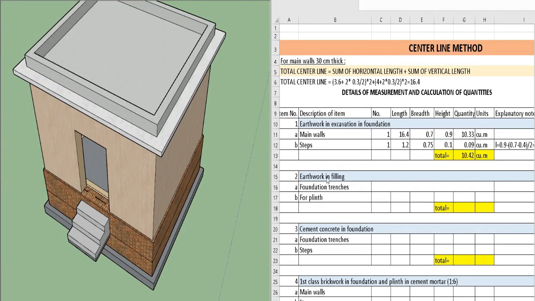Now we have to do the earthwork in filling for the trenches. We assume that the total filling for the trenches is 1/5 of the total volume of this excavation, that is 10.42 cubic meter. So we get 2.08 cubic meter.